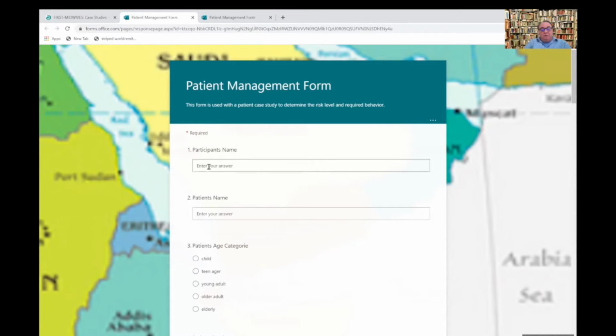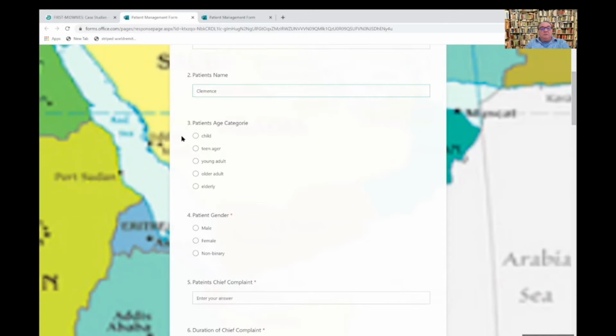So you put in your own name. I'll put in mine. And we put in the patient's name. So she's Clemence. I remember she was 20. So she is a young adult. It's a female.